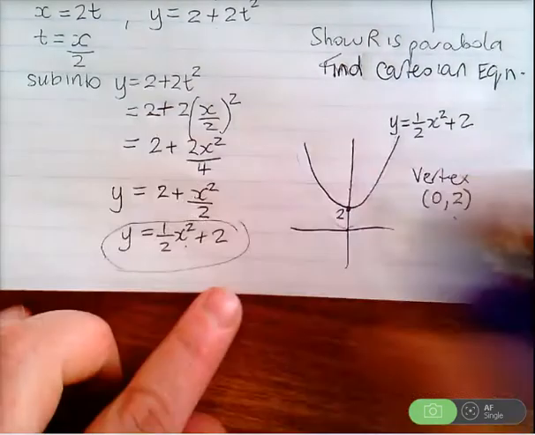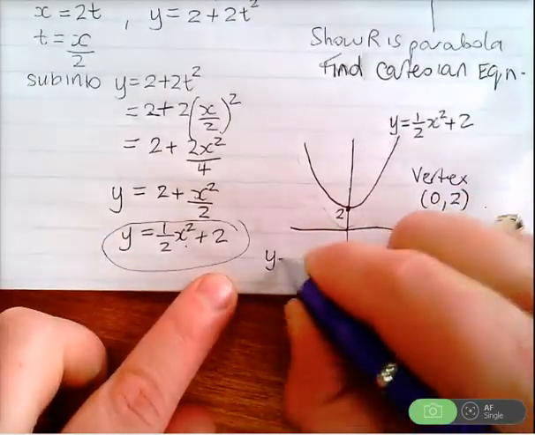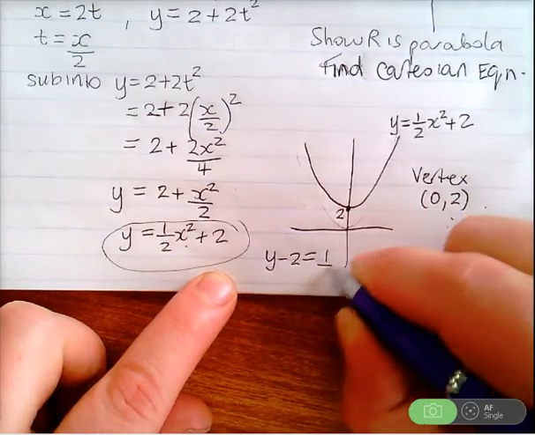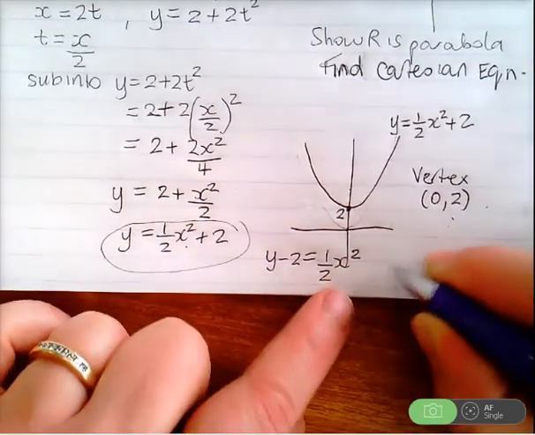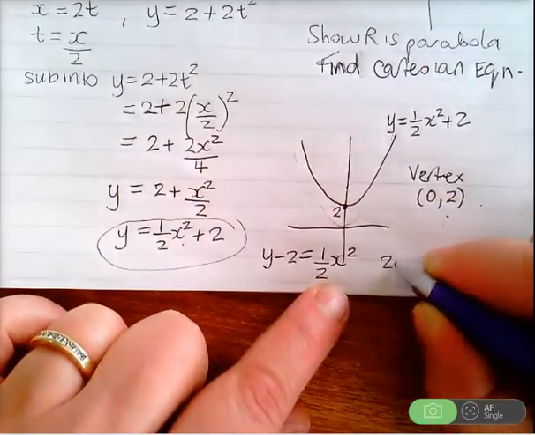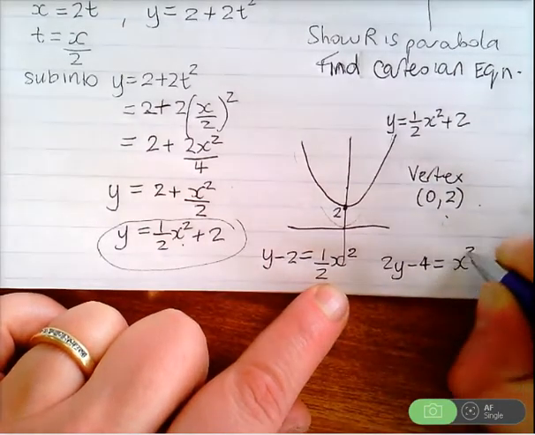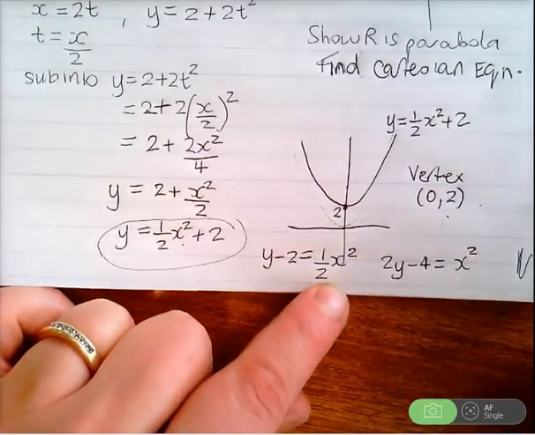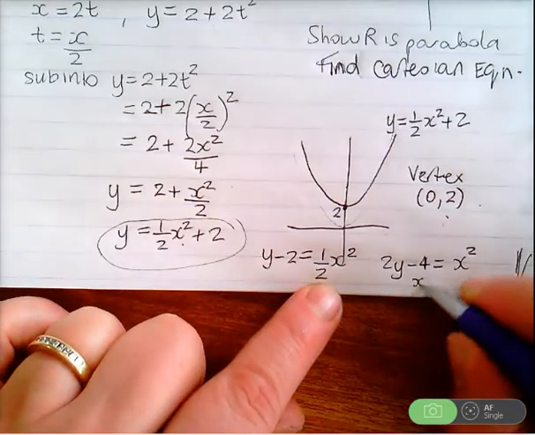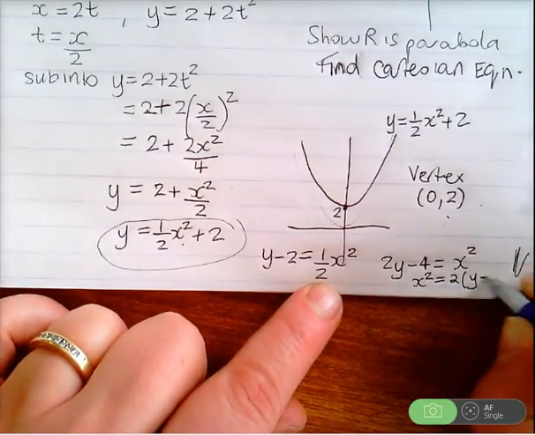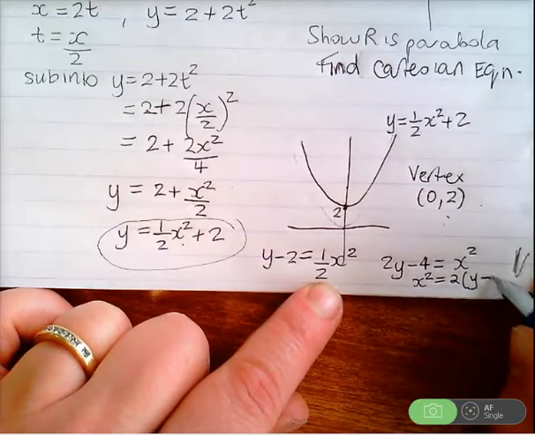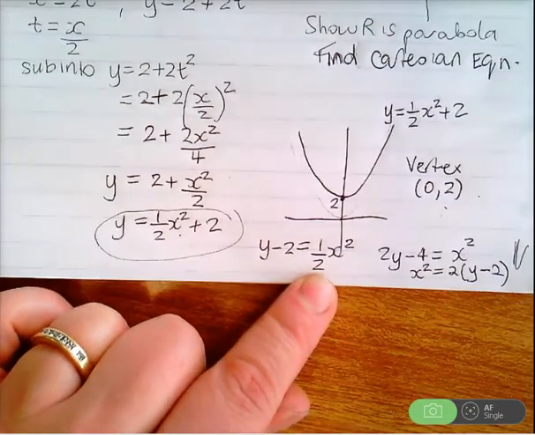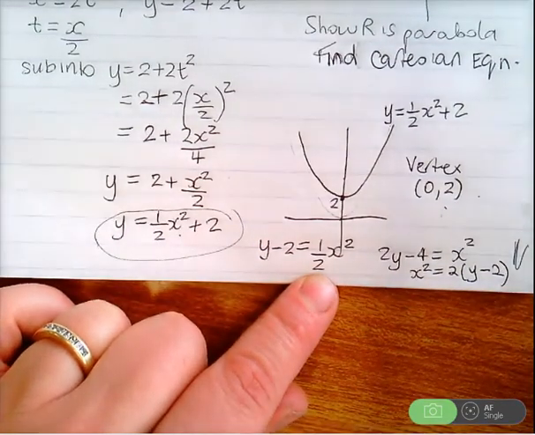y minus 2 is a half x squared, timesing by 2, 2y minus 4 is x squared. This is how you want to do it, isn't it? But why? And I'm still not finished. x squared is 2 bracket y minus 2. You want to do it like this, using locus.